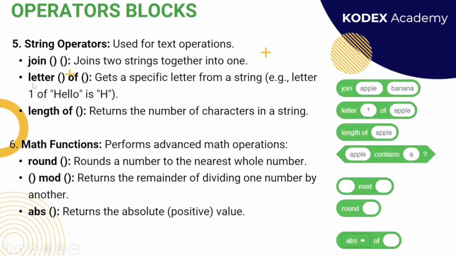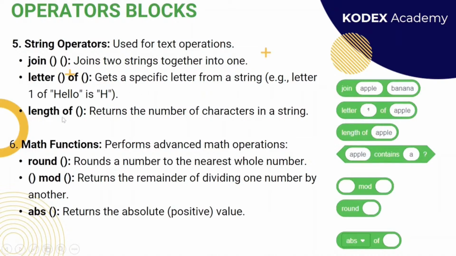Now the next one is letter of. Here you get a specific letter from a string. Letter 1 of hello is H. For example, what would be letter 1 of apple? It would be A. And if it is letter 2 of apple, it would be P. On that basis, you can filter out particular strings from your different texts with the help of this letter block.